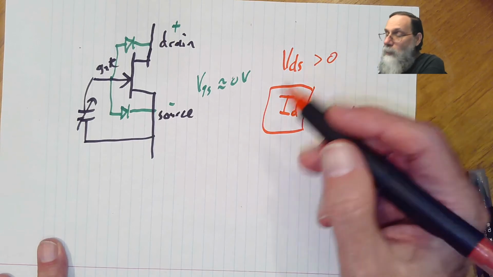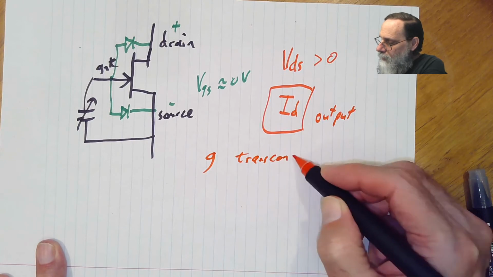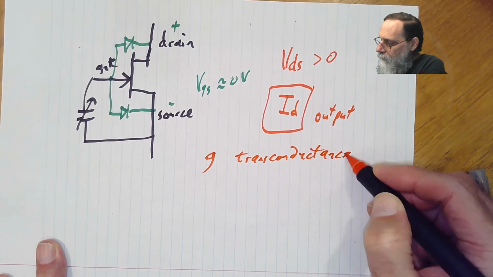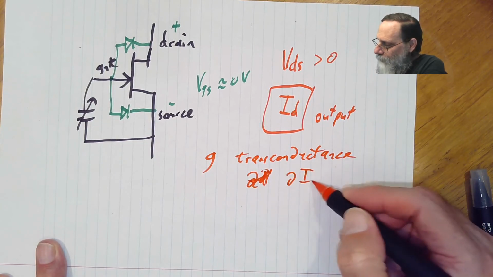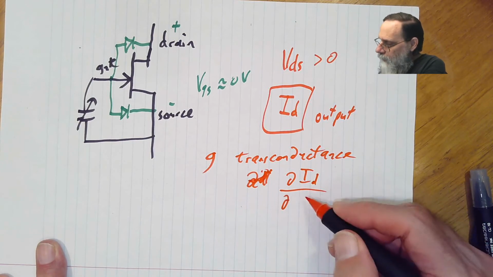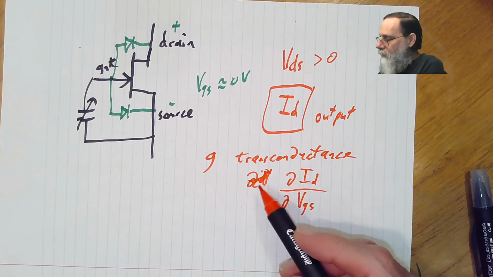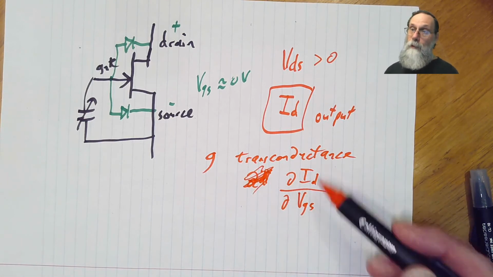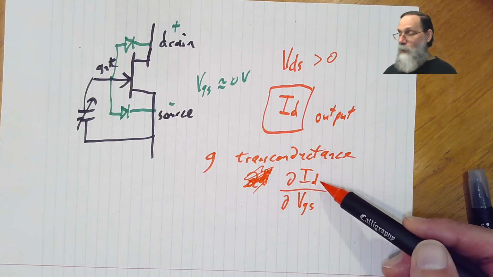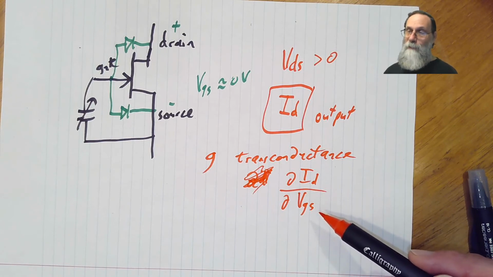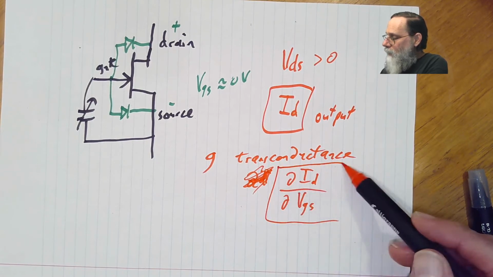So the parameter we're interested in is what's known as the transconductance. And that is the derivative of the current output with respect to the gate voltage. Okay, so the trans is because it's output with respect to input. It's through the device, not on the same side of the device. And the conductance is because it's current divided by voltage, inverse of resistance.